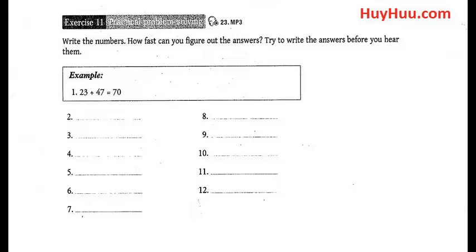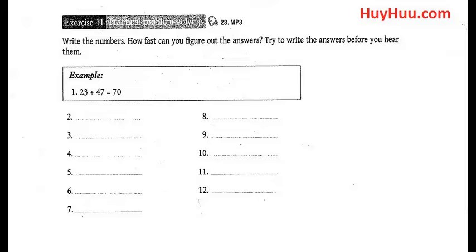Number 3. How much is 281 plus 54? The answer is 335. Number 4. How much is 512 plus 33? The answer is 545.